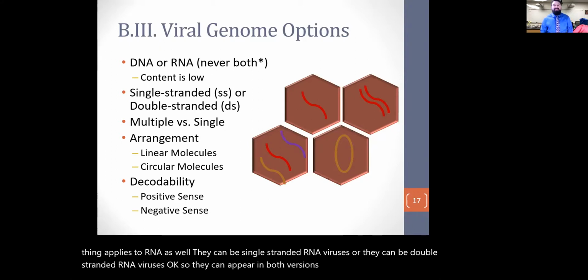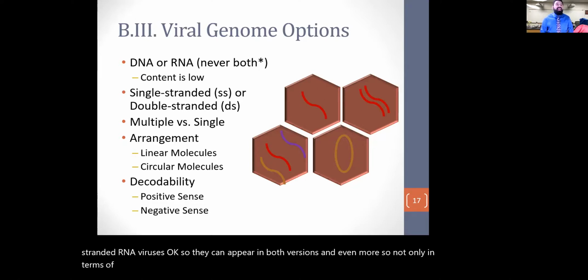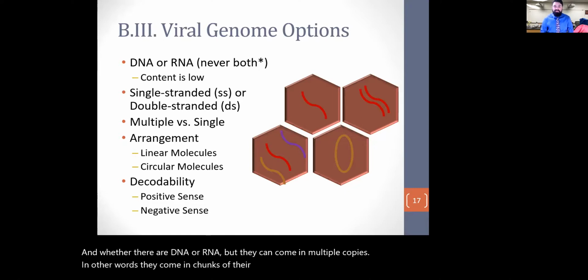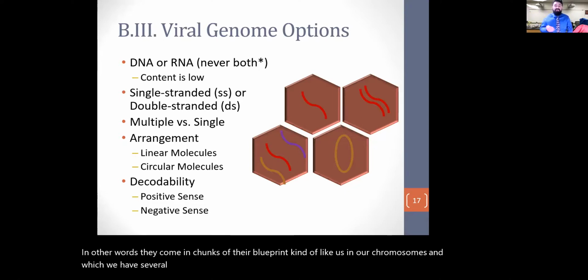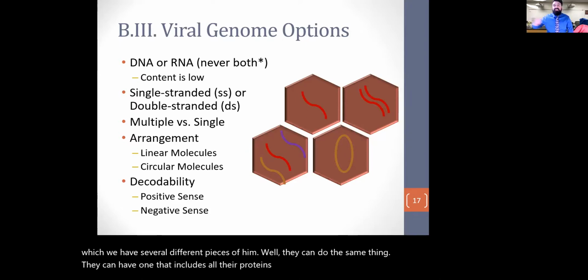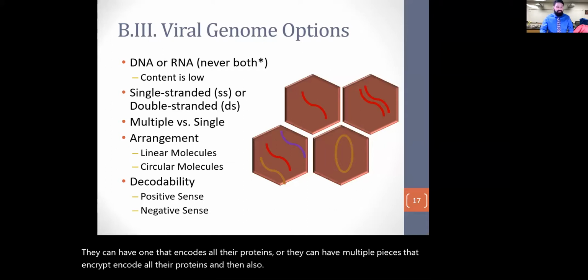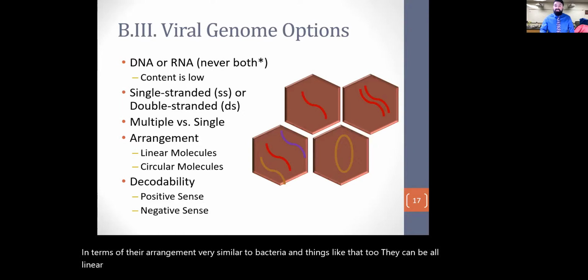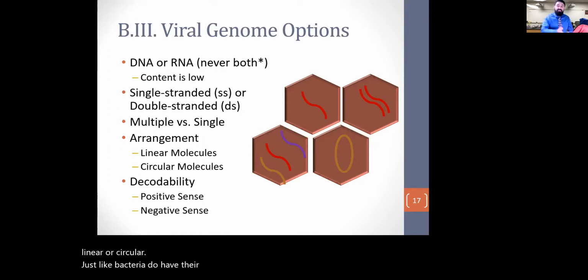And even more so, not only in terms of their strandedness and whether they're DNA or RNA, but they can come in multiple copies. In other words, they can come in chunks of their blueprint, kind of like us in our chromosomes, in which we have several different pieces of them. Well, they can do the same thing. They can have one that encodes all their proteins, or they can have multiple pieces that encode all their proteins. And then also, in terms of their arrangement, very similar to bacteria, they can be all linear or circular. Just like bacteria do have their circular DNA, and mammals and humans have their linear DNA, they can do either, I should say, not both at the same time, right?